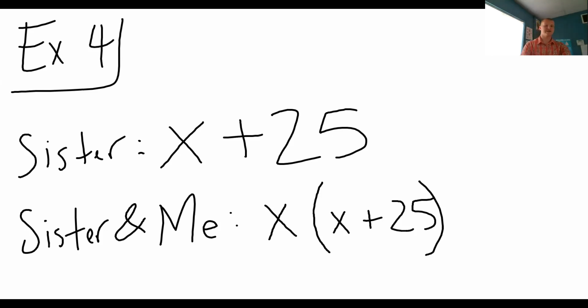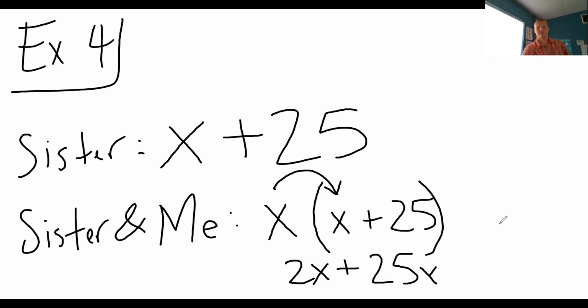If I were to simplify this, first I would have to take X times X. What's X times X going to be? 2X. Yep. When you have coefficients like this, just X and X, you add them together. And then you have 2X times 25, which is going to be 25X. So 2X plus 25X. That would be the combination of me and my sister.